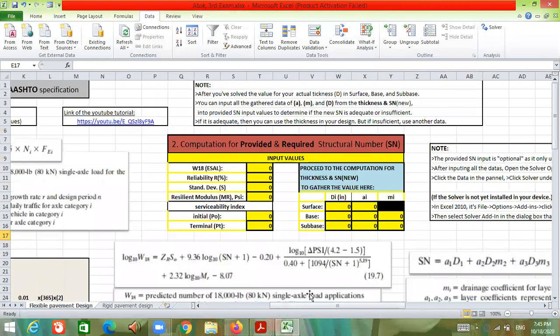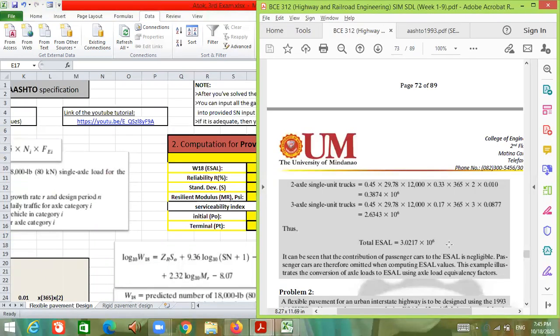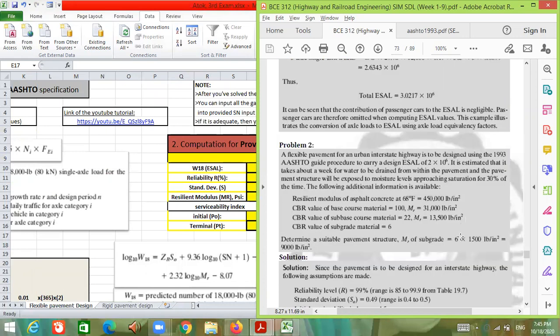We are going to find next the value for our structural number and test if it is adequate enough or insufficiently poor. And the problem that we are going to solve in computing for our SN, or structural number, is our problem number 2. And here in our problem number 2, it is being stated that a flexible pavement for an urban interstate highway is to be designed using the 1993 AASHTO guide procedure to carry a design ESAL of 2 times 10 to the power of 6, which is 2 million.